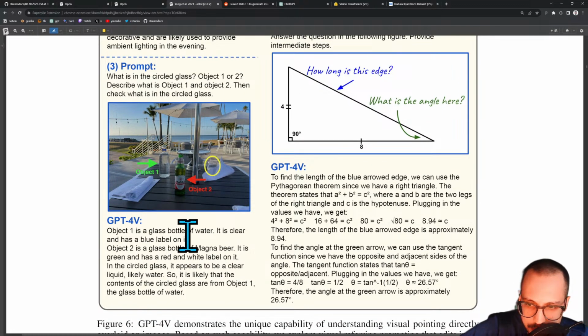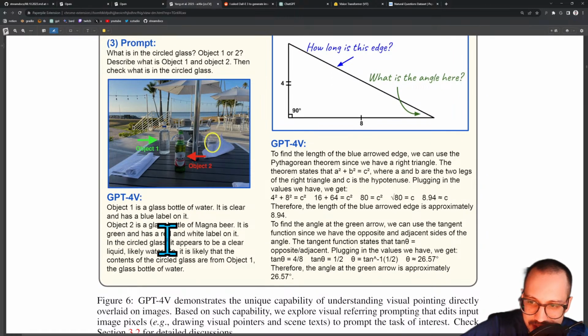Object 1 is a glass bottle of water. Object 2 is a glass bottle of Magna beer. Circled glass from object 1. Holy shit, look at this. In the circled glass, it appears to be a clear liquid. So it is likely that the contents of the circled glass are from object 1, the bottle of water.